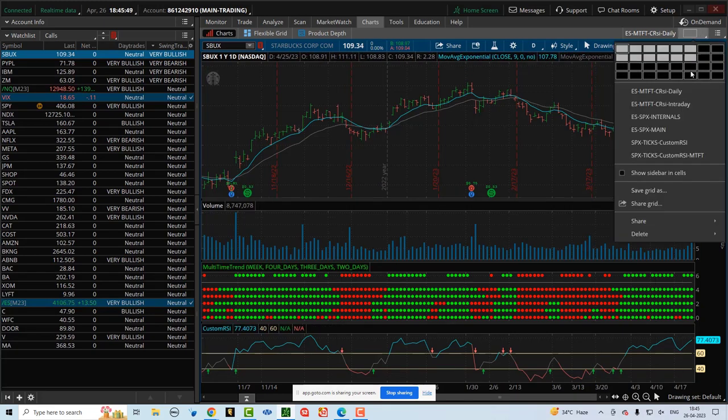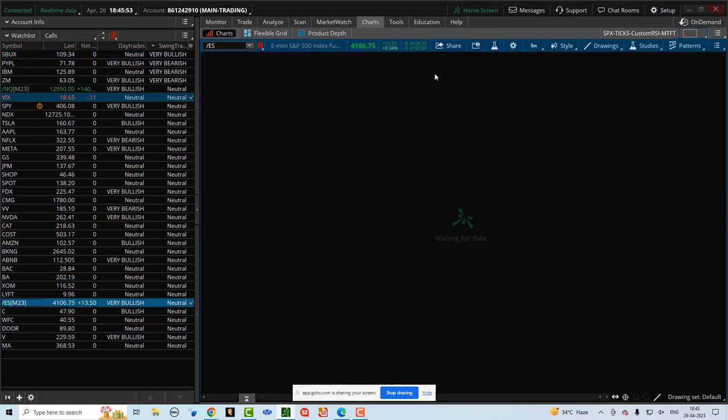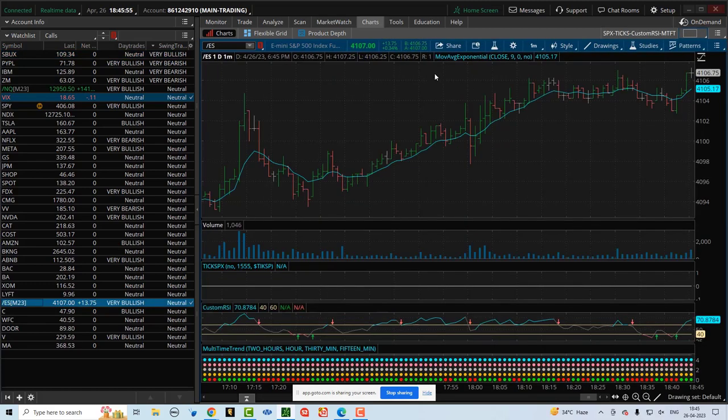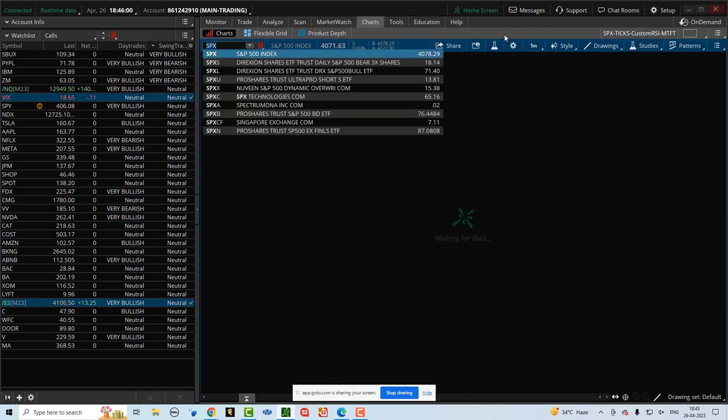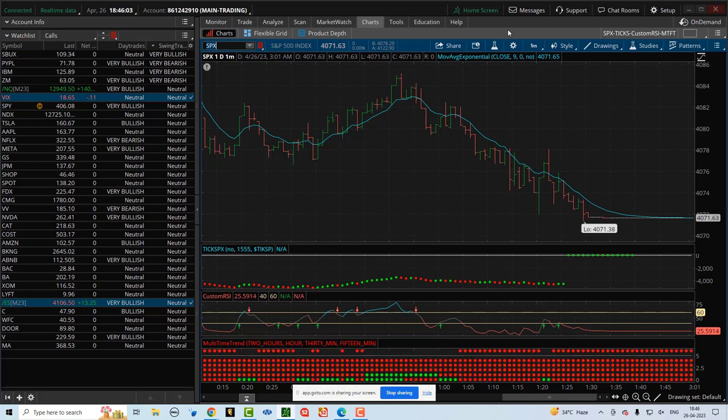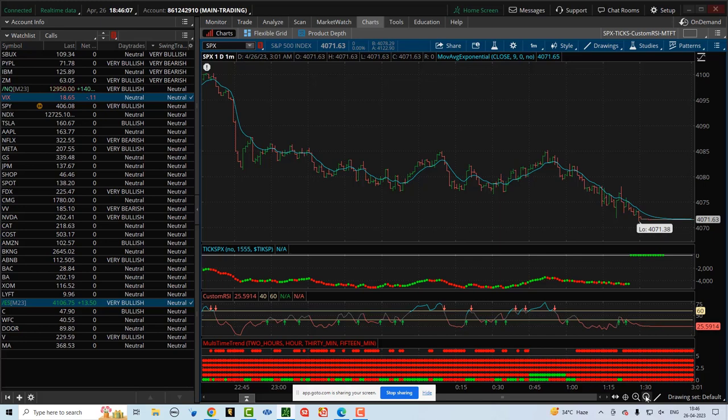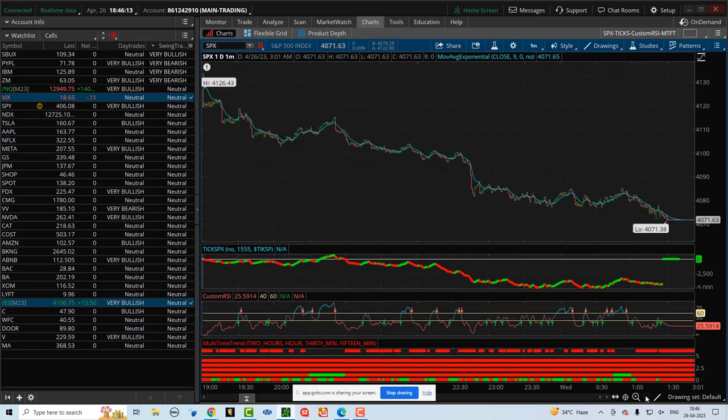So we will go into the SPX ticks, custom RSI, and the good thing is all of these work together. So all of these indicators complement each other, and so you're just getting more and more confirmation from one indicator, and if two indicators and three indicators are aligned, it just gives you so much more of a high probability edge to the trade.